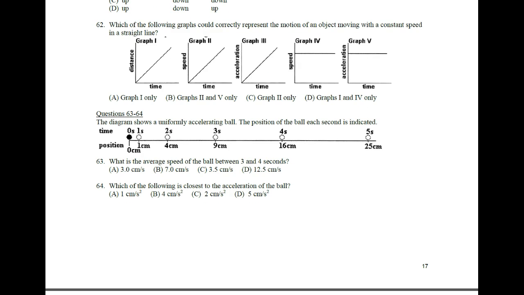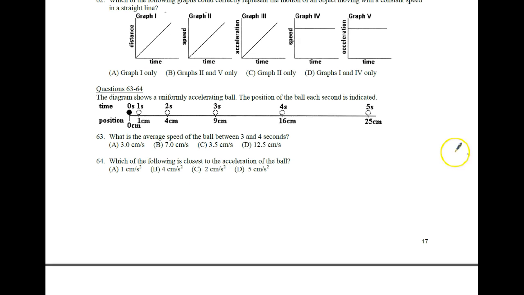Number 63 wants to know what is the average speed of the ball between 3 and 4 seconds. For number 63, the average speed is the total distance divided by the total time. So that would be 7 centimeters divided by 1 second. We divide by the 1 second, and you should get answer B. Which of the following is closest to the acceleration of the ball? For number 64, at any point we could say d is equal to 1/2 a t squared. If you solve for that for number 64, you should end up with letter C, 2 centimeters per second squared.